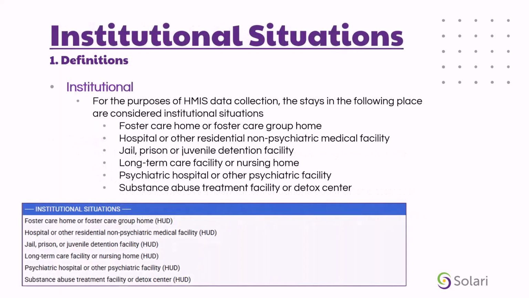We also want to review institutional situations. For the purposes of HMIS data collection, the stays in the following 6 places are considered institutional stays: foster care home or foster care group home, a hospital or other residential non-psychiatric medical facility, jail, prison, or juvenile detention facility, long-term care facility or nursing home, a psychiatric hospital or other psychiatric facility, and finally, substance abuse treatment facility or detox center. These institutional situations, as they appear in Community Services, are also pictured below.